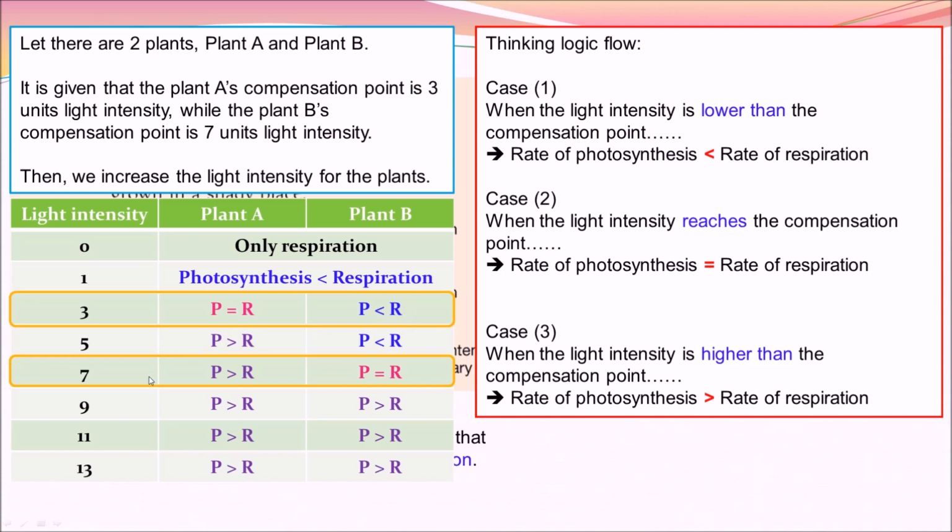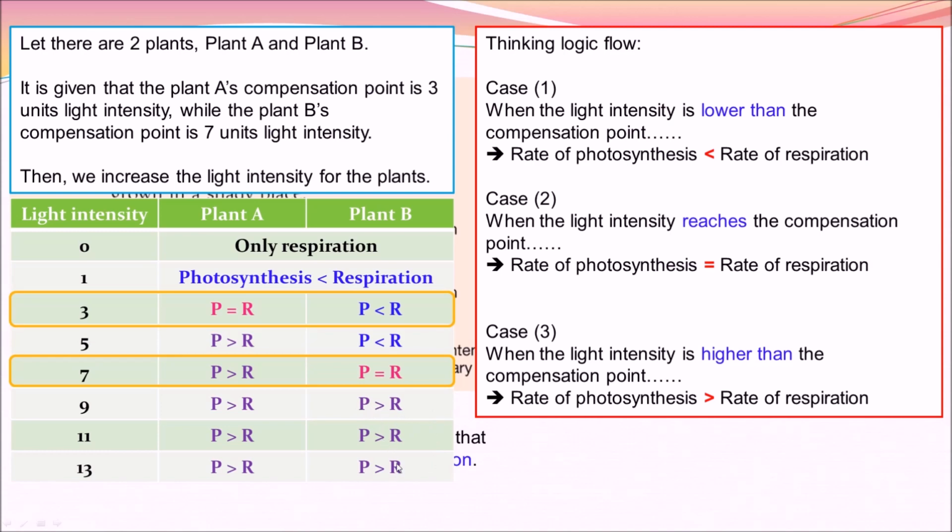And then 5, 7, 9, 11, and 13. So we can see that from 5 units of light intensity, plant A can already have a higher rate of photosynthesis than respiration. However, plant B needs to wait until 7 units of light intensity to attain the compensation point. And then from 9, 11, 13, okay, the rate of photosynthesis is faster than the respiration.